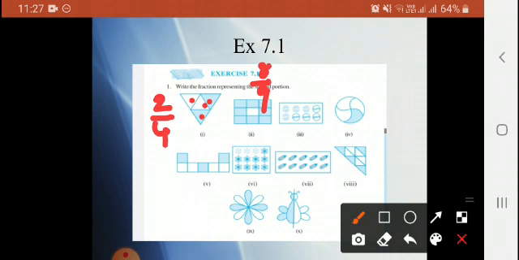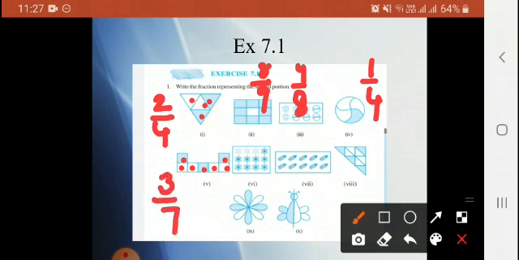Next figure, we have 8 equal parts, and out of 8 equal parts 4 are shaded. So the fraction becomes 4 by 8. Fourth one, there are 4 equal parts, and out of 4 equal parts 1 is shaded. So the fraction is 1 by 4. Fifth part, you have 7 equal parts, and out of 7 equal parts 3 are shaded. So the fraction becomes 3 by 7. In the sixth part, there are 12 equal parts, and out of 12 equal parts 9 are shaded. So we will write the fraction as 9 upon 12.